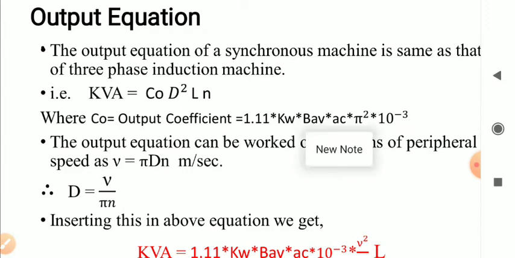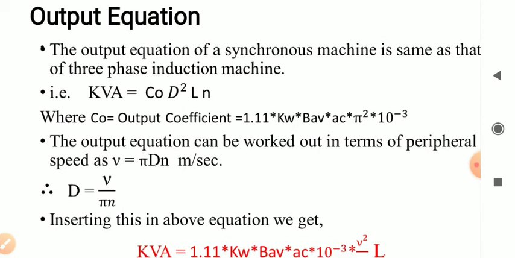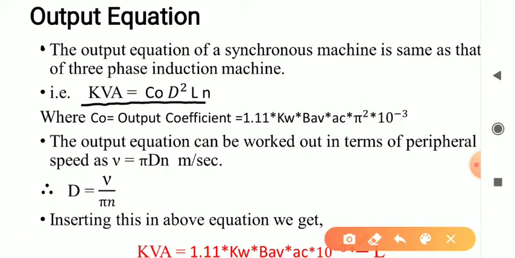Now let me discuss the output equation. The output equation of a synchronous machine is the same as that of the induction machine. Already we have gone through the output equation of the induction motor, and it is kVA equals Co D square L N, where kVA is the input power rating, Co is the output coefficient, D is the diameter of the stator core, L is the length of the stator core, and N is the speed in revolutions per second.